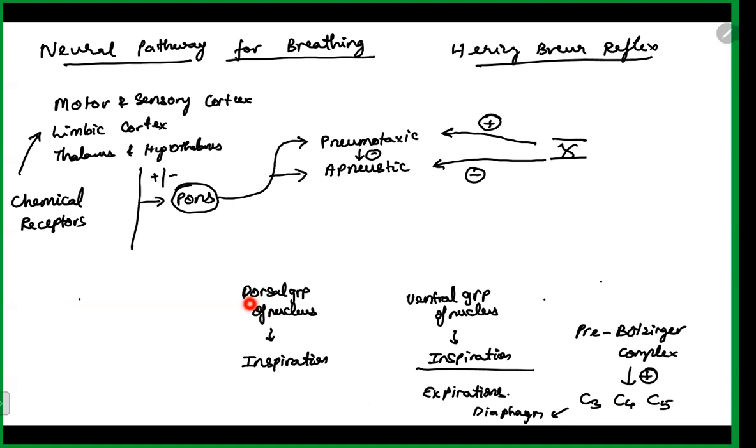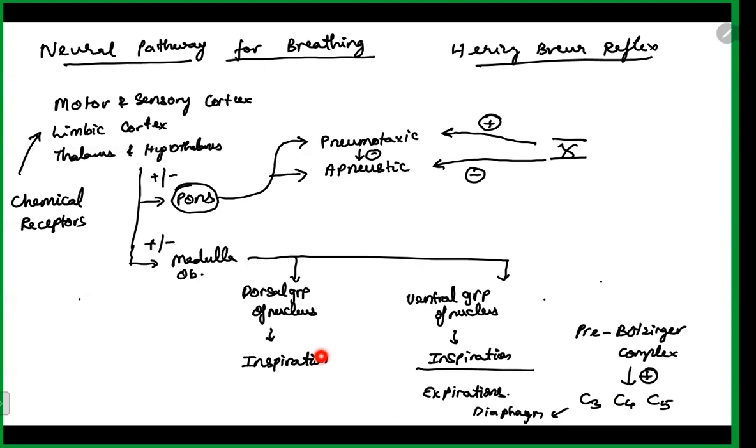Pneumotaxic center and apneustic center. So now from here it again goes to the medulla oblongata. In the medulla oblongata you know there are two nuclei, the dorsal group of nucleus and the ventral group of nucleus. So without going to the apneustic center and pneumotaxic center, when your chemical receptors send information to the cortex, the cortex does not necessarily go and stimulate your pneumotaxic center. Instead it can go directly and stimulate your medulla oblongata.